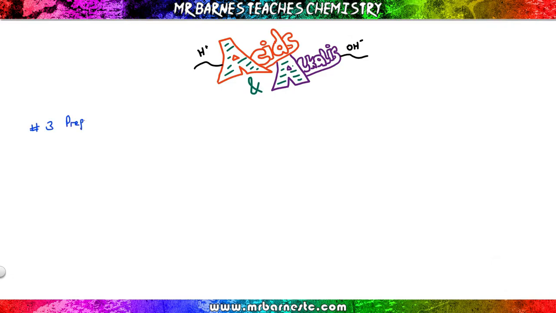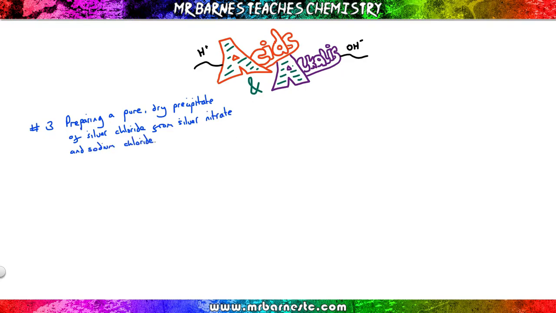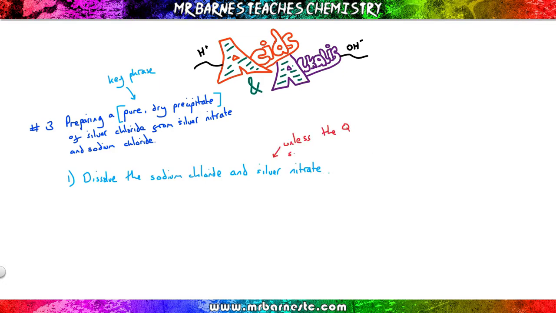Practical 3, preparing a pure dry precipitate. So this one's asking you to make silver chloride from silver nitrate and sodium chloride. The second you see pure dry precipitate, the method is exactly the same, and there are 5 key steps. The first one is to dissolve your solids. Now, that is only if they're solid. If it tells you they're already solutions, you don't put this first step in.